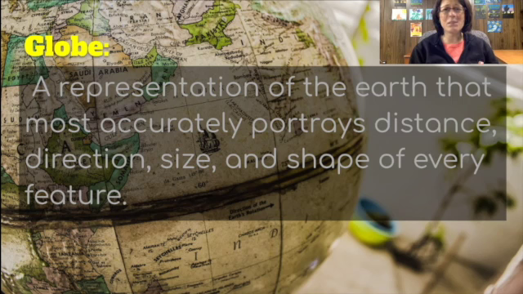The best model of the Earth is a globe. It's a representation of the Earth that most accurately portrays distance, direction, size, and shape of every feature because, like the Earth, a globe is round.